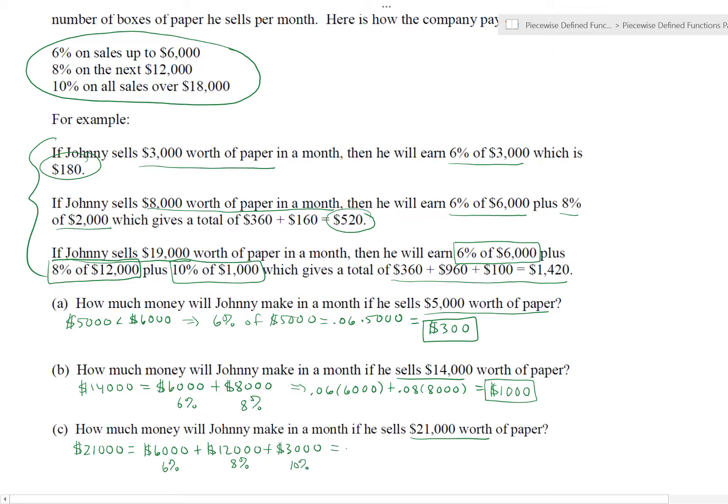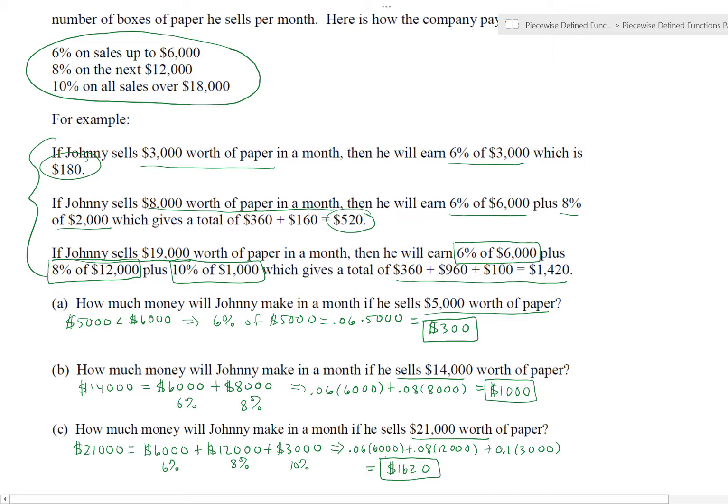So this gives us the equation or answer of 0.06 times 6,000 plus 0.08 times 12,000, and then plus 0.1, or 10%, times 3,000. Press some buttons on the calculator, you will get that he earned $1,620 that month.